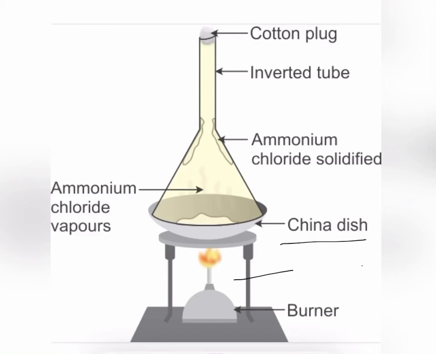If ammonium chloride is mixed in NaCl, or ammonium chloride is mixed in sand, or iodine is mixed in sand, you can separate them by this process. And what is the sublimation process? It is a process in which a solid is heated and converts into vapor without changing into liquid, and when it is cooled, it converts into solid form. This process is called sublimation.